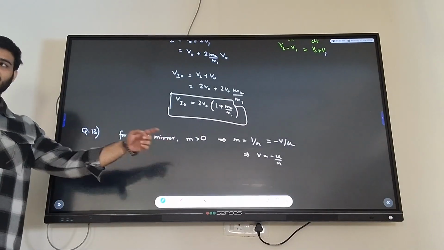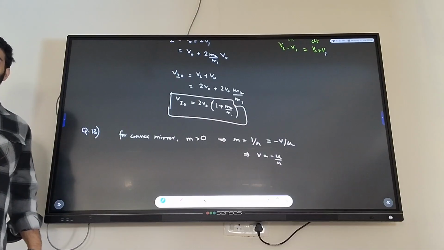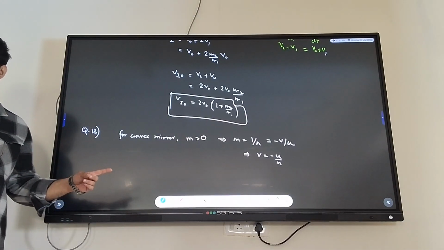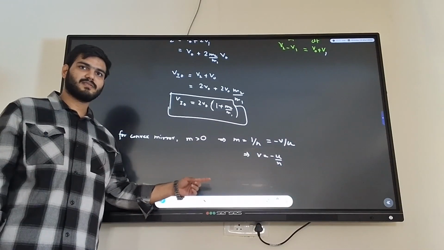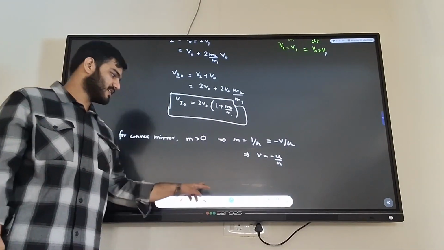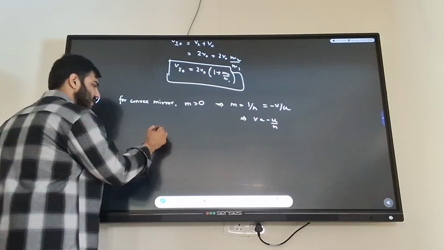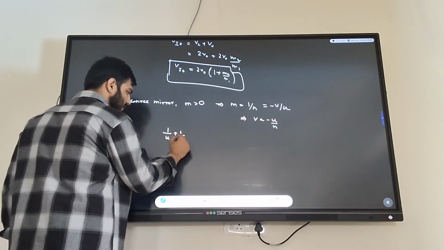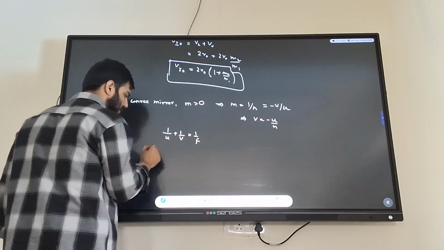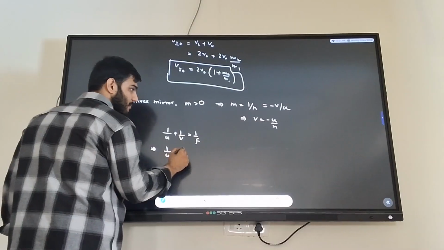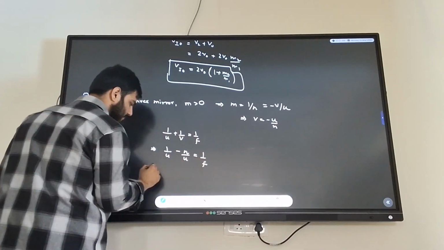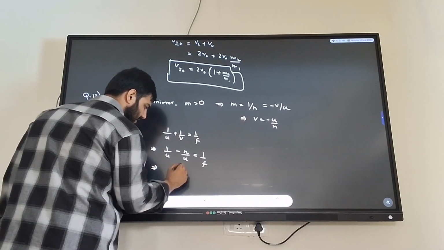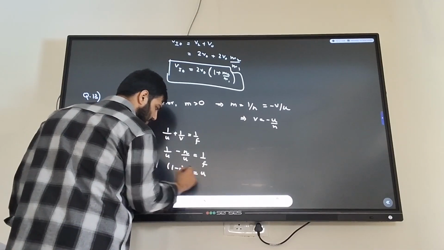V equal to minus u by n. Then I need to find u. In which equation should I substitute this? The mirror formula: 1 by u plus 1 by v equal to 1 by f. Substituting, minus n by u plus 1 by u, that's 1 by f. So 1 minus n into f, that's equal to u.